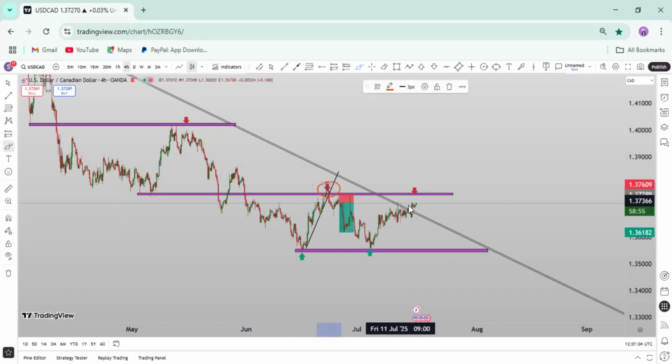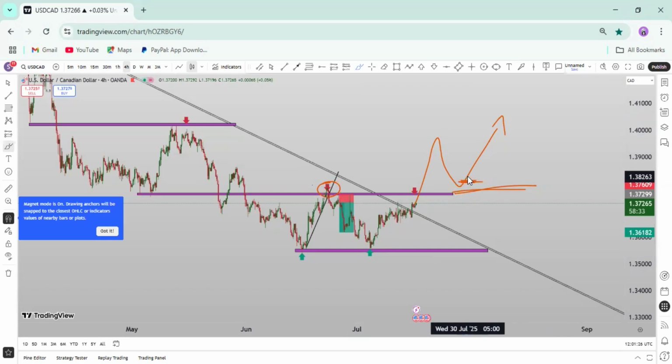But if the market might turn bullish, I will wait for the market to break this resistance here, retest, and then upon the retest, that's where I will have my entry around this area, because this resistance will now become a support at this area. So this area will be favorable for a buy setup.